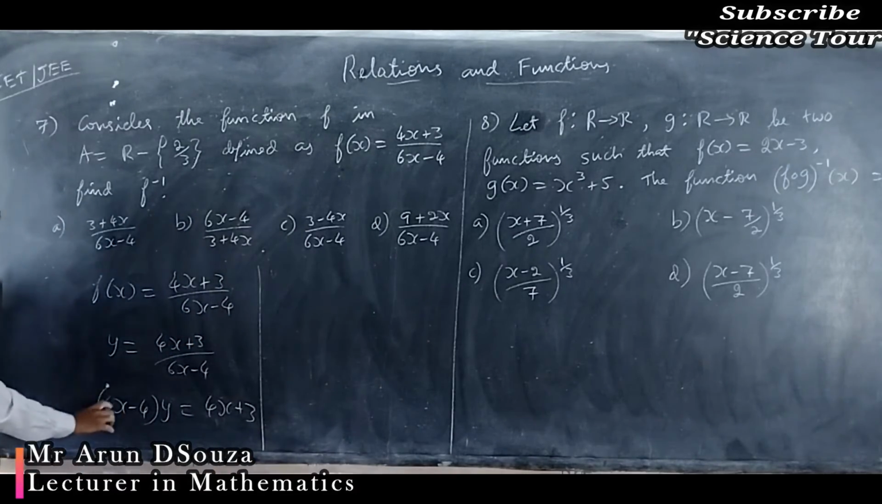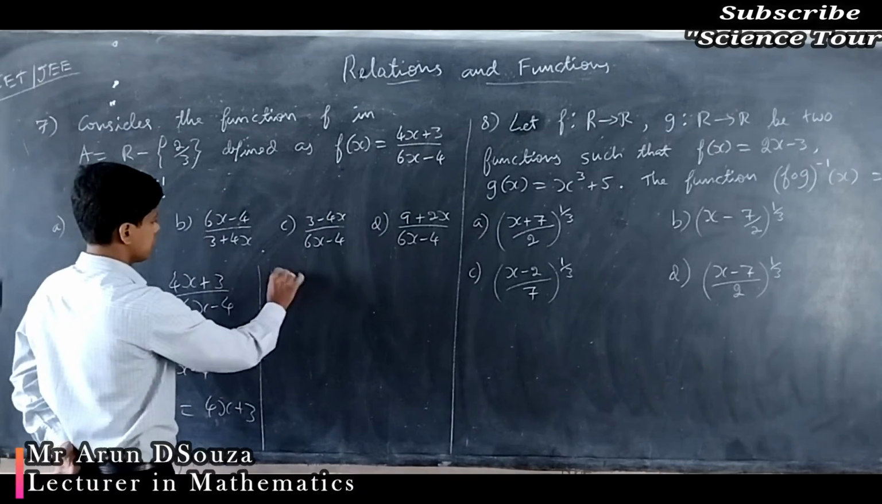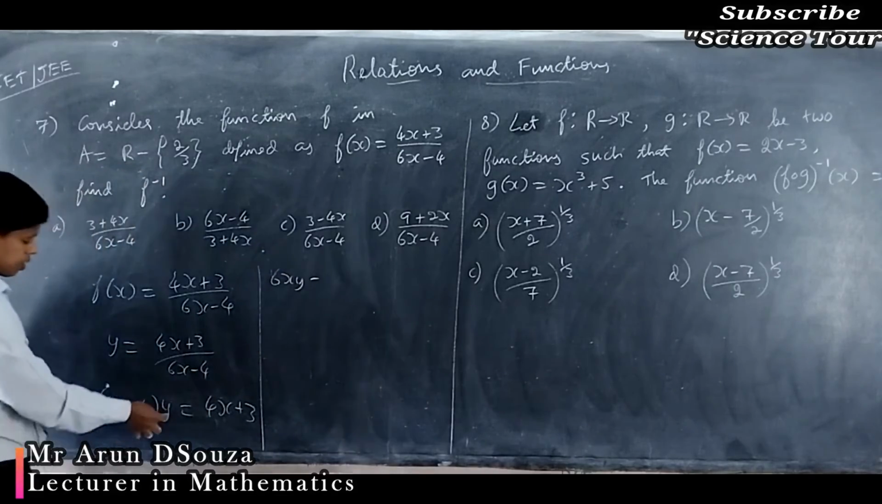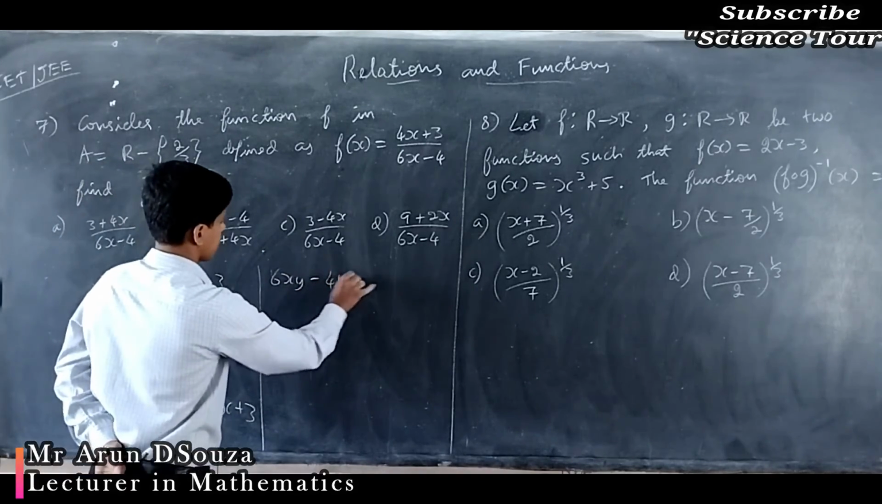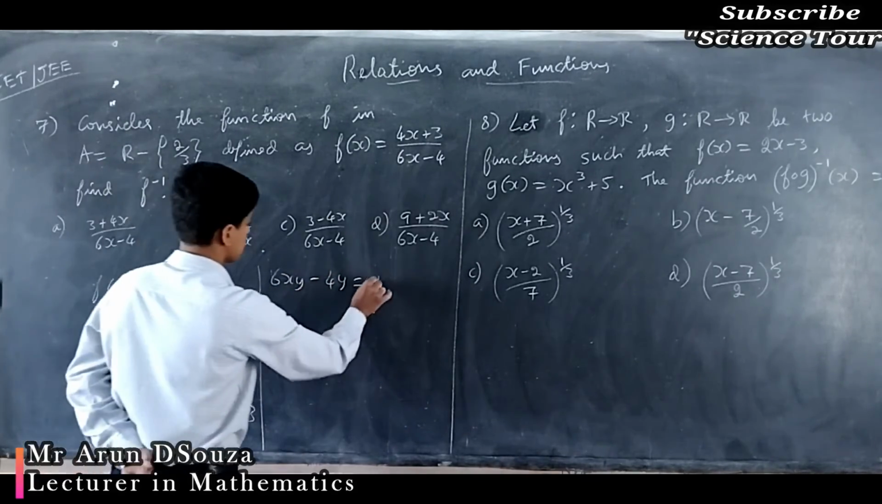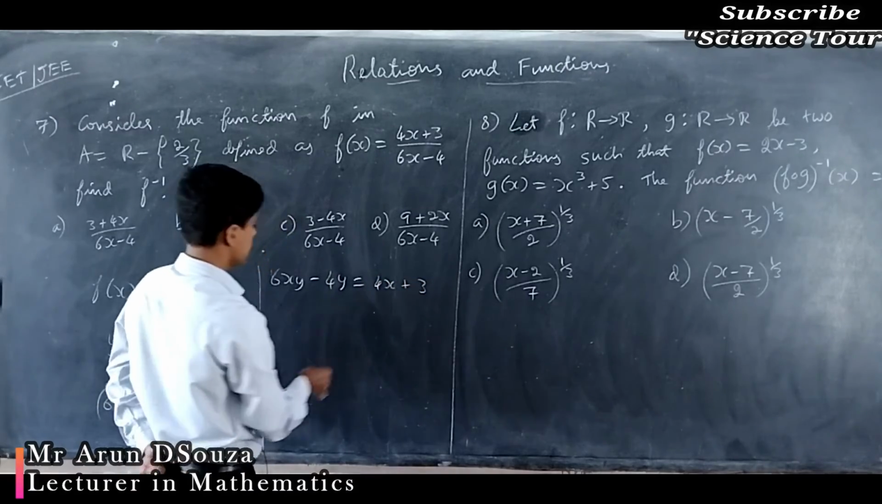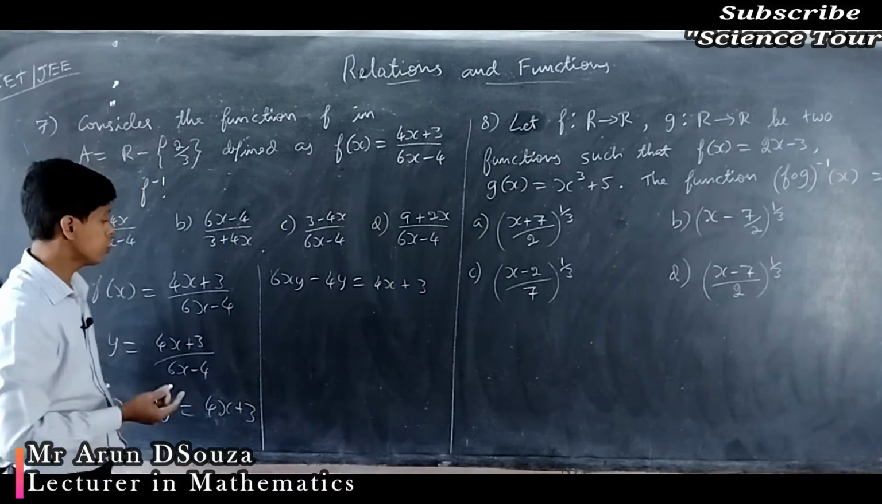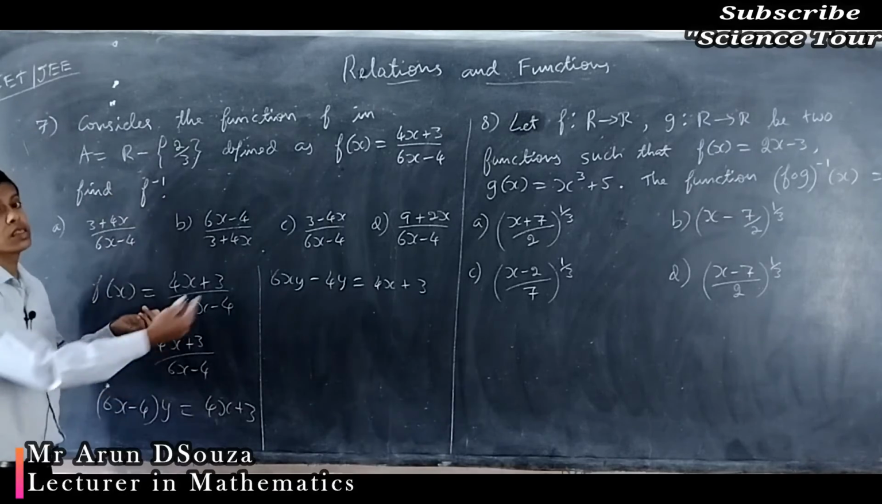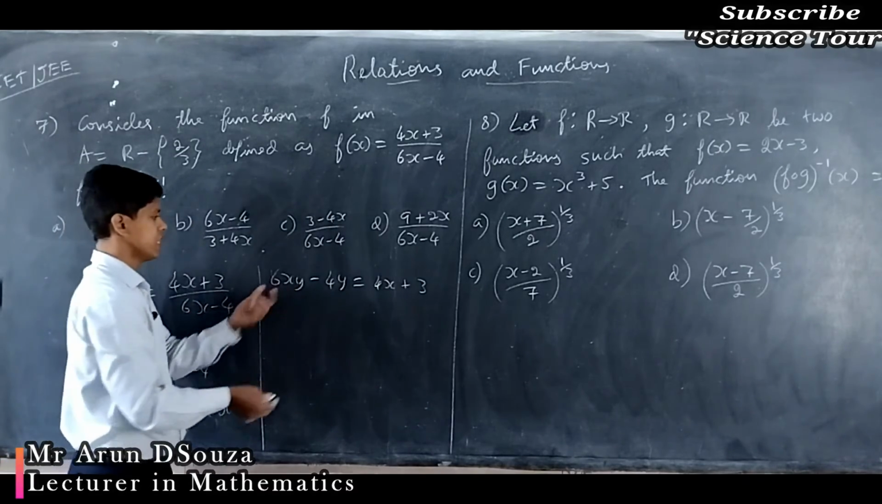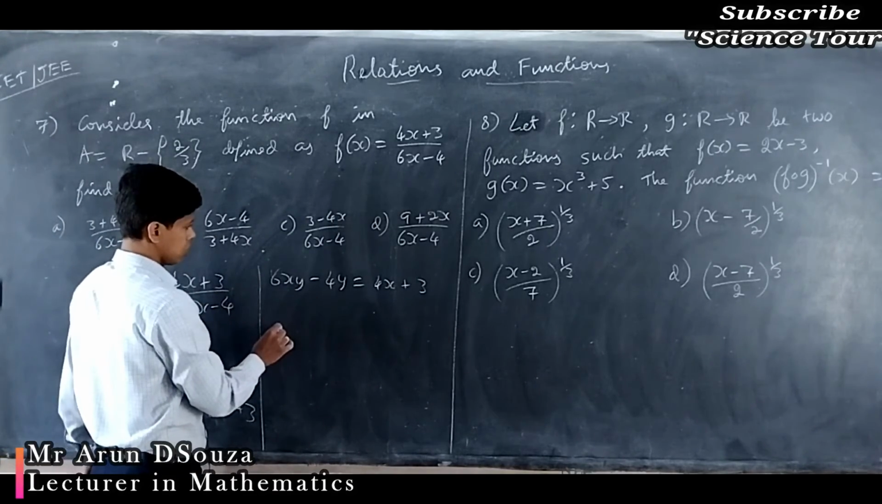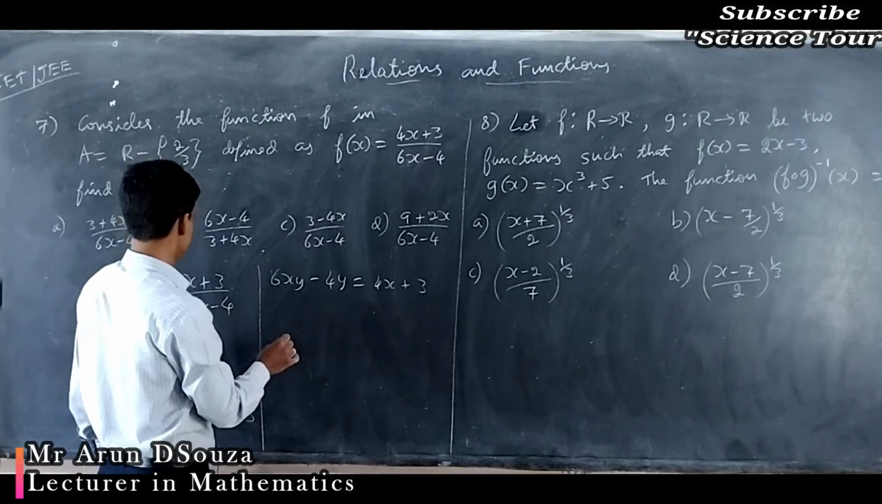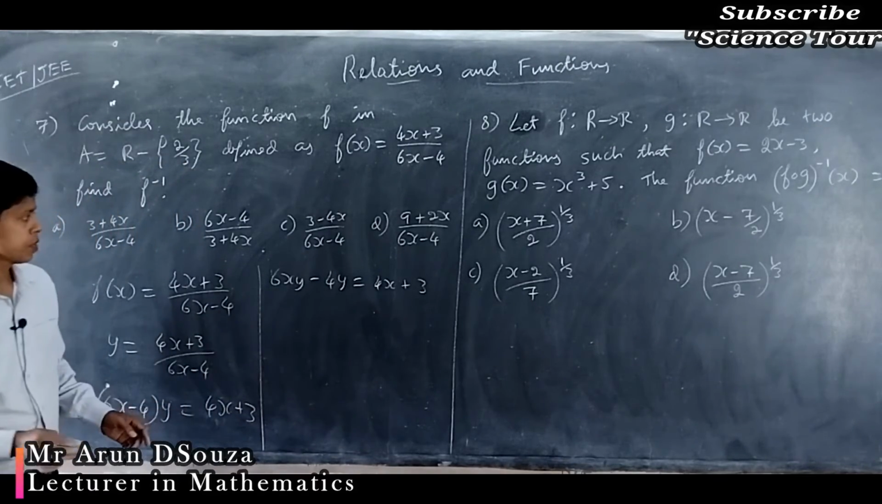Alright, now multiply this. So that will be 6xy minus 4y, and that is equal to 4x plus 3. What we need is to express x in terms of y. So we need x basically. So what do we do here?